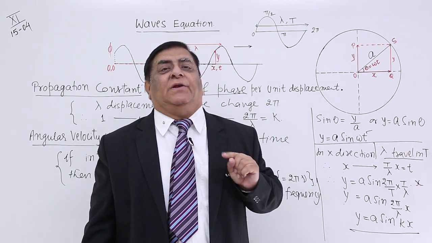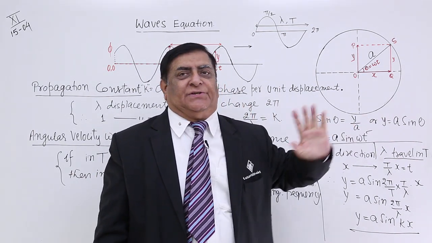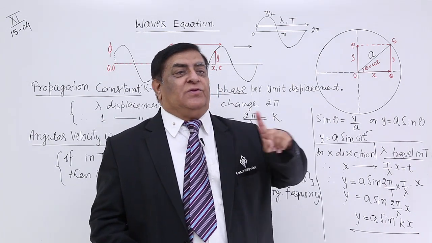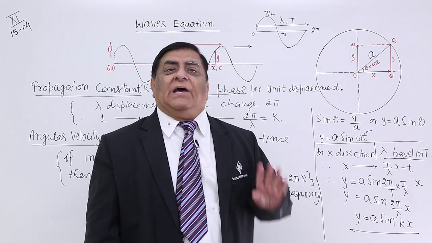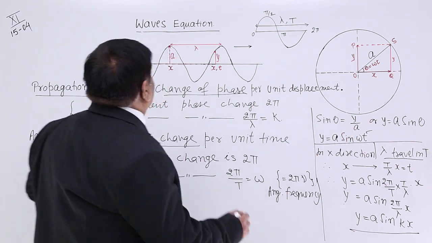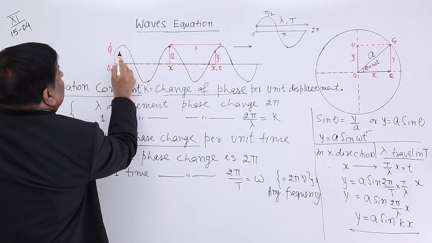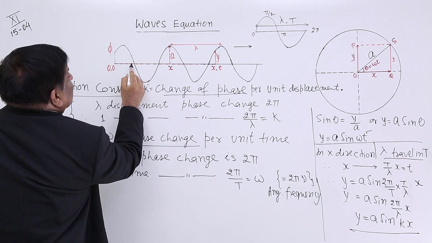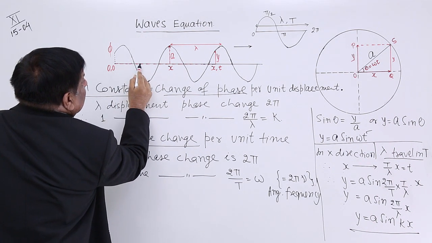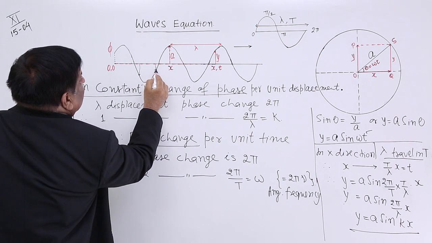So one variable is this displacement x. X keeps on changing. The other variable is time. The time keeps on changing. And with x and t, what are the other things which are changing? That is the displacement of the particle. When x is here, the displacement is so much. When x is here, the displacement is this much. When x is so much, the displacement is here, and when x is so much, the displacement is here.